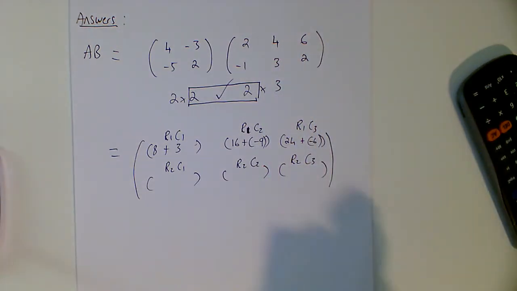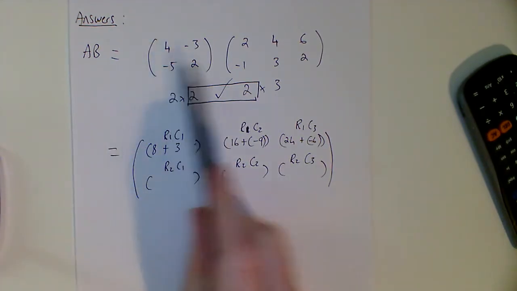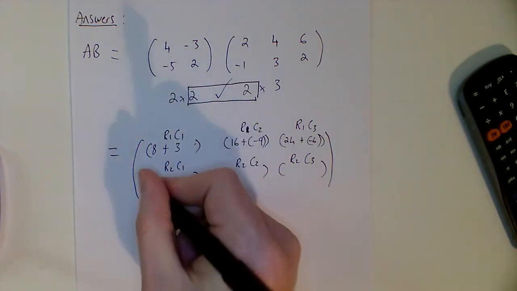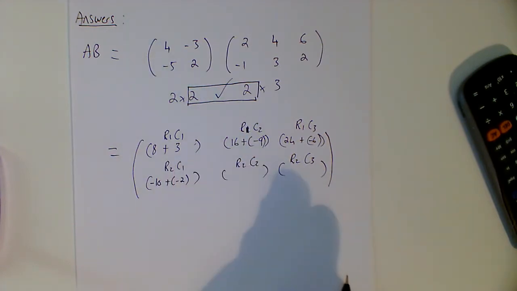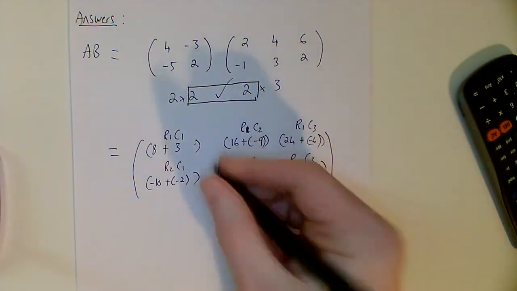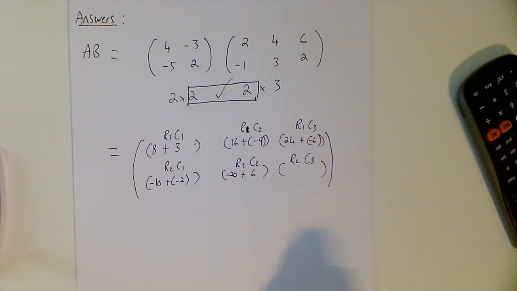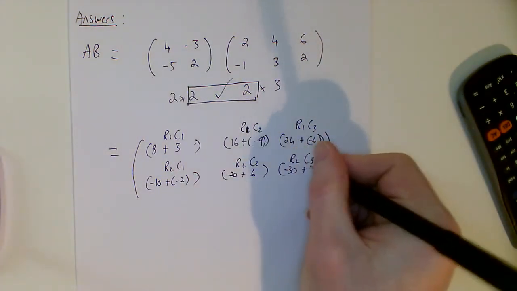And notice I'm just putting my negatives in brackets. You could just go straight to a subtraction or a takeaway if you wanted. Right, it's up to you. I'm just writing down the full working so you see where it's coming from. Now we're doing row 2 times column 1. So negative 5 times 2 and 2 times negative 1. That gives me negative 10 plus negative 2. Then negative 20 plus 6. And then negative 30 plus 4.